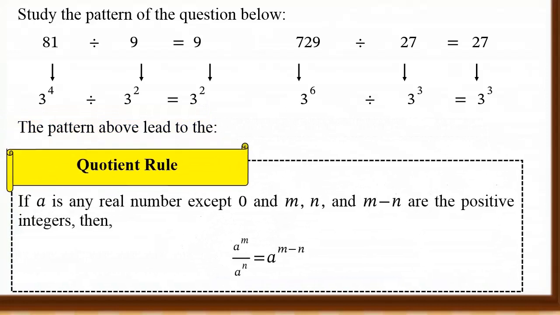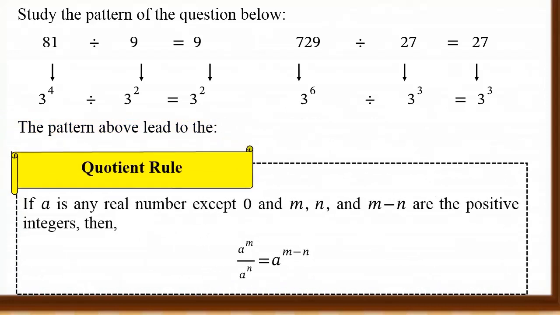Quotient rule: if a is any number except 0, and m, n, and m minus n are positive integers, then a raised to m over a raised to n is equal to a raised to m minus n.